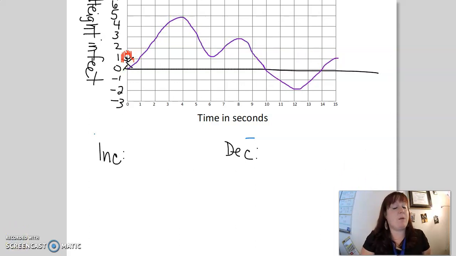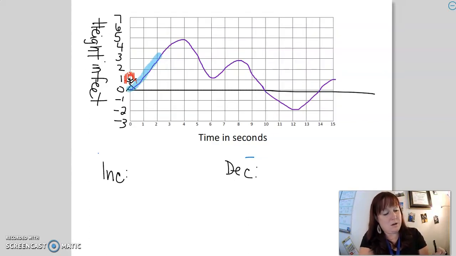So I'm increasing when I'm going up the hill, I'm decreasing when I'm going down the hill. So what time in my video was I going up the hill? Well, let's see. I was going up the hill here, then I stopped going up and I went down, and then I went up a hill here, right? And then I went up a hill here. So those are all my increasing. And then my decreasing, let's see, I was going down a hill there, I was going down a hill there.